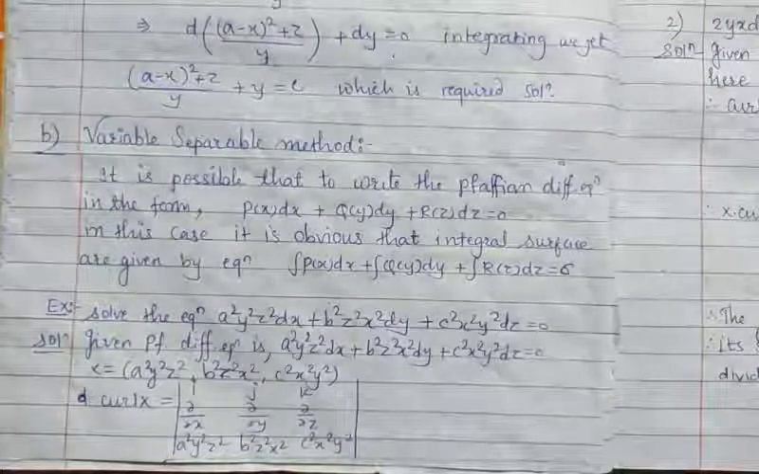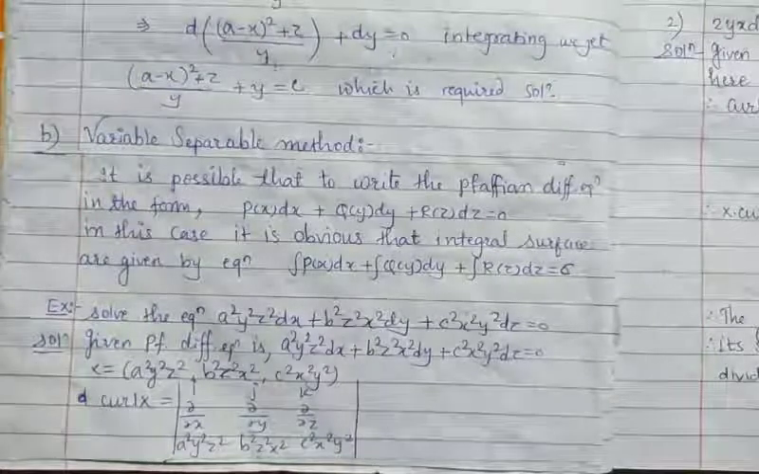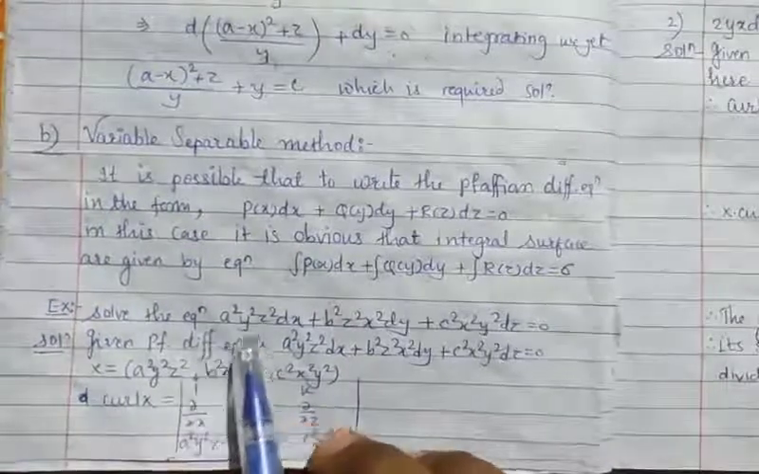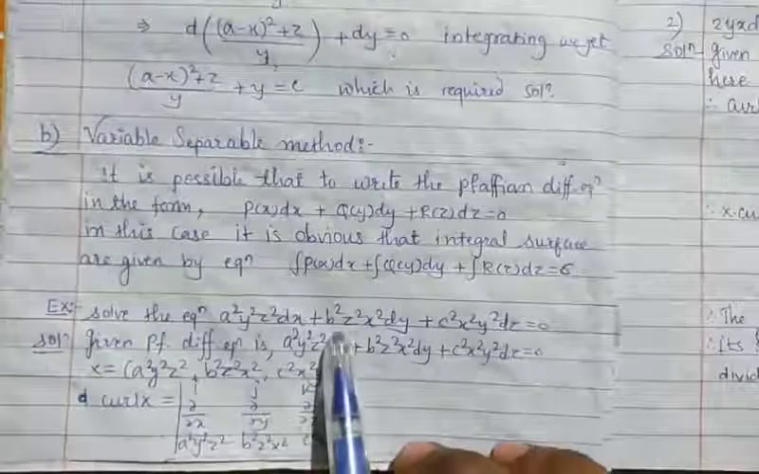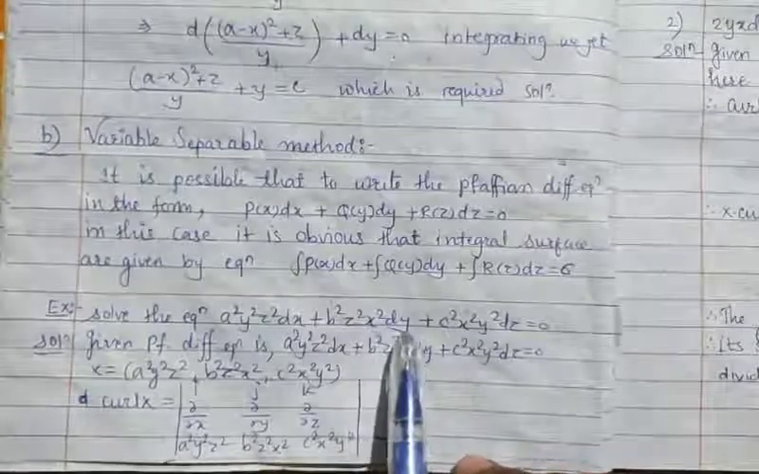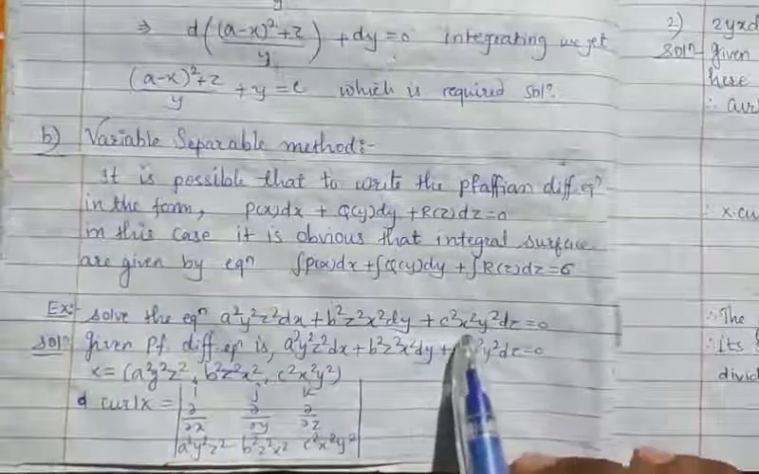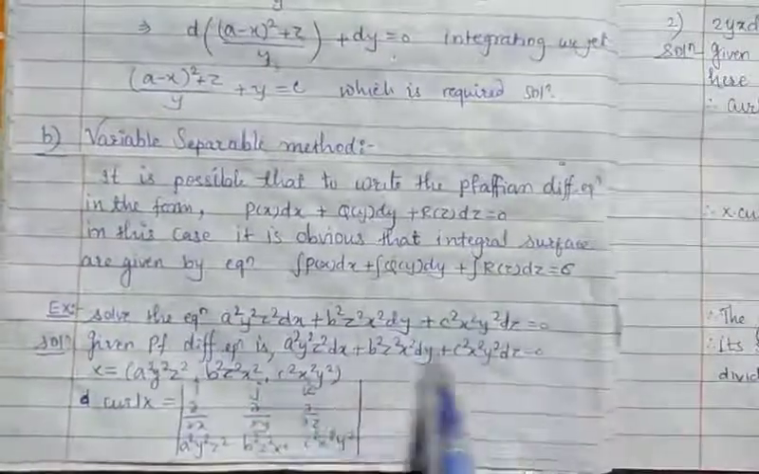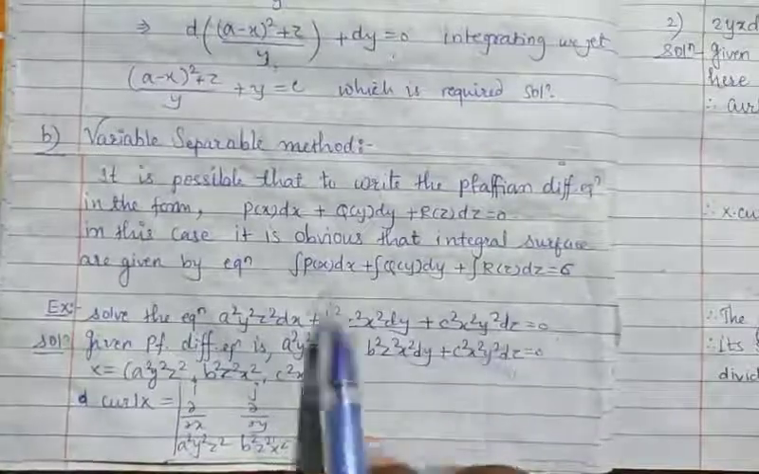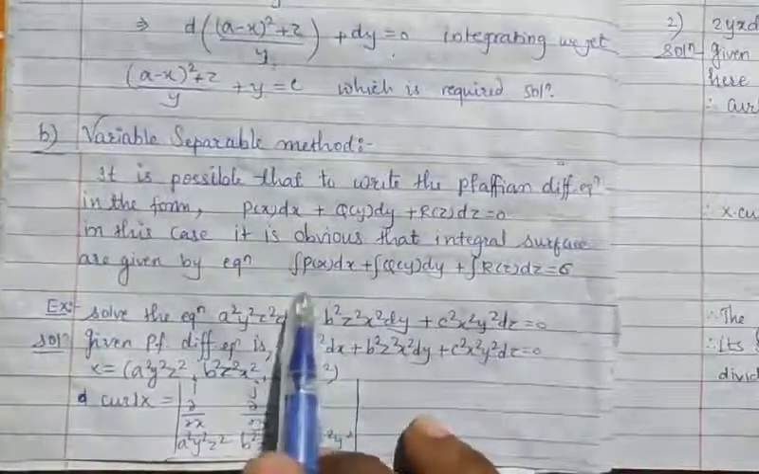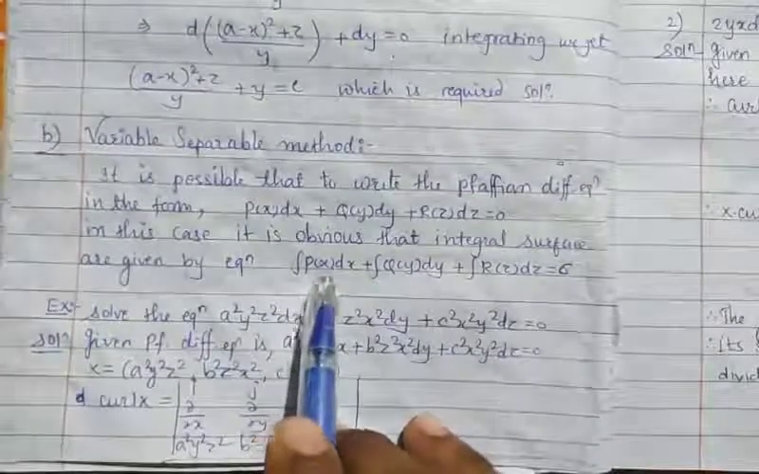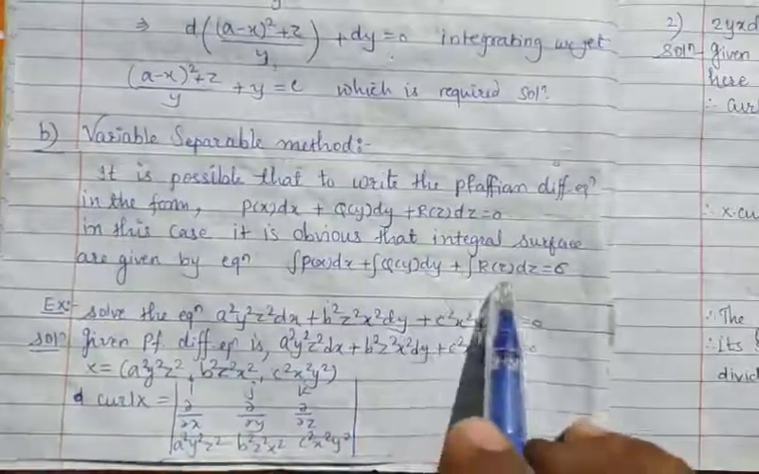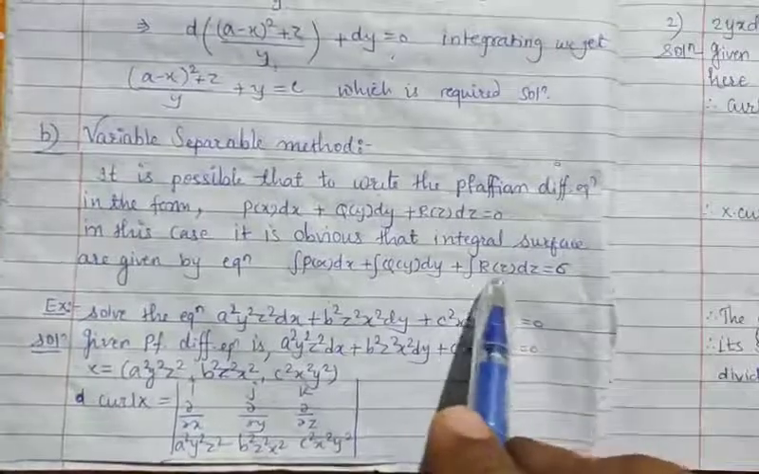Now we will see an example based on this method. Solve the given Pfaffian differential equation a square y square z square dx plus b square z square x square dy plus c square x square y square dz is equal to 0. We have to make this Pfaffian differential equation into variable separable form, meaning P of x should be in the variable x, Q of y should be in the variable y, and R of z should be in the variable z.